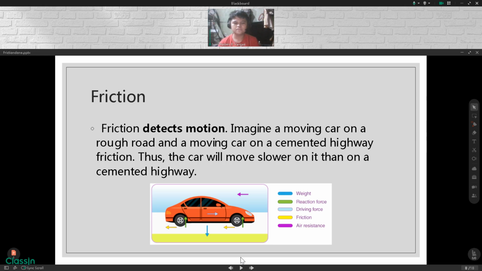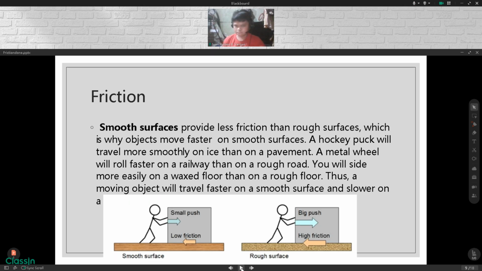Friction affects motion. Imagine a moving car on a rough road and a moving car on a cemented highway. There is more friction on the rough road. Thus, the car will move slower on it than on a cemented highway. Smooth surfaces provide less friction than rough surfaces, which is why objects move faster on smooth surfaces.